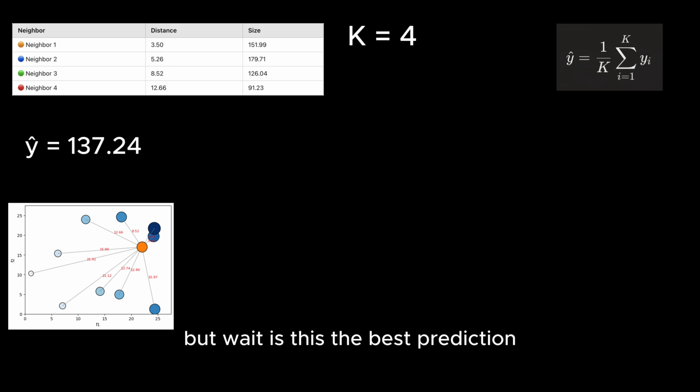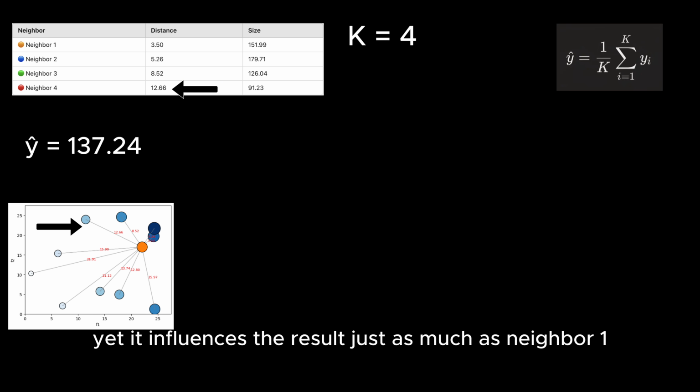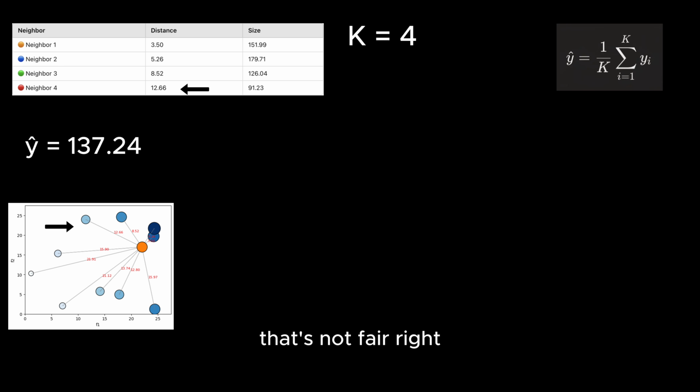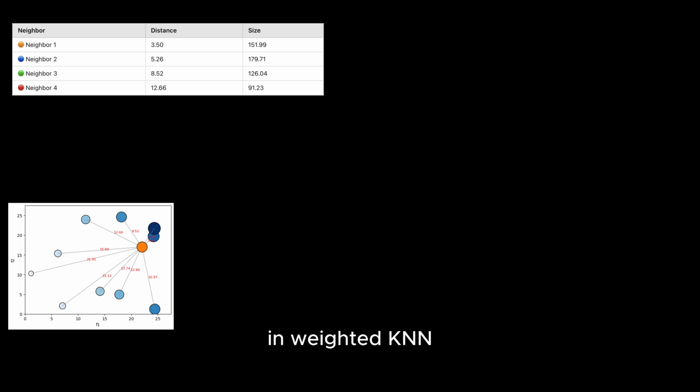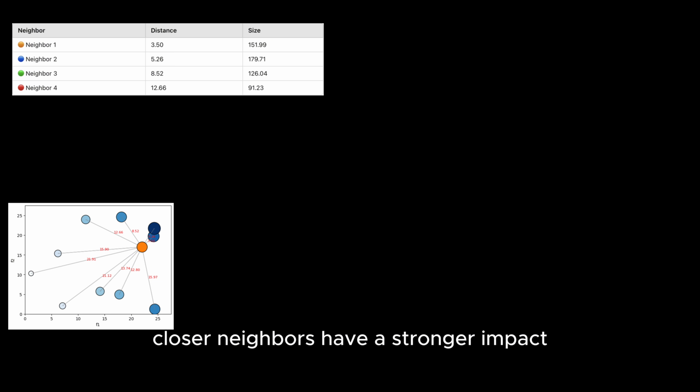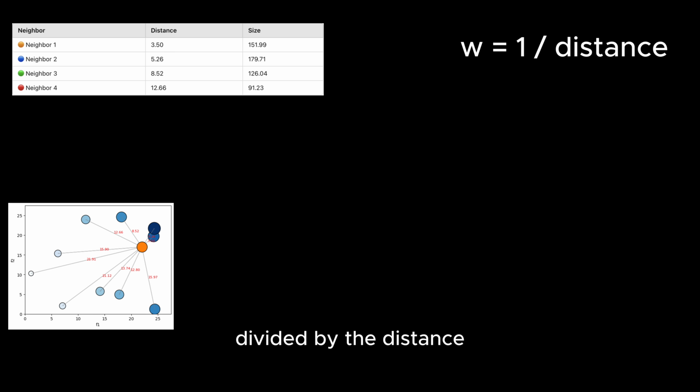But wait. Is this the best prediction? Look at neighbor 4. It's far away, yet it influences the result just as much as neighbor 1. That's not fair, right? Let's fix this by using weighted KNN. In weighted KNN, closer neighbors have a stronger impact. A common way to assign weights is using 1 divided by the distance.